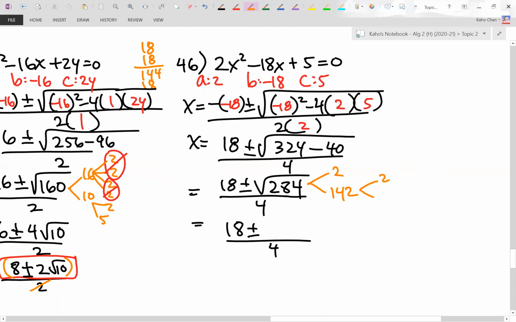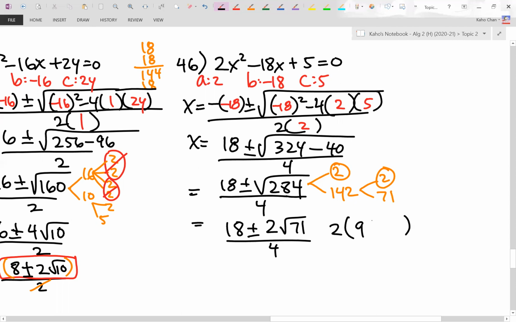42. 71. There it is. There's your 71. Good thing I caught myself. First mistake for this whole lesson, not bad. I'm going to reduce top and bottom by 2.